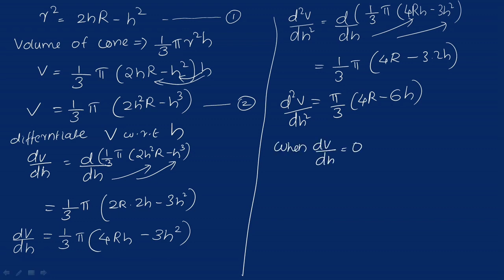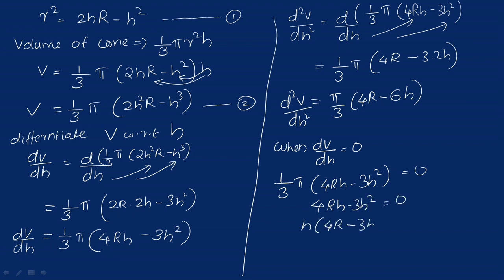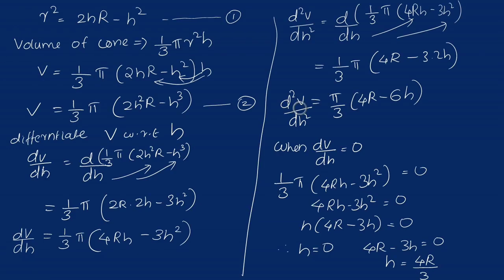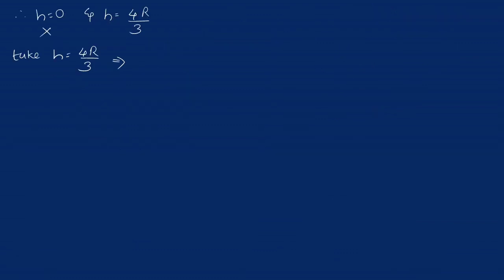When dV by dh is equal to 0, we can write 1/3 pi into 4Rh minus 3h square is equal to 0, or 4Rh minus 3h square is equal to 0, or h is taken outside, so h into 4R minus 3h is equal to 0. So h is equal to 0, or 4R minus 3h is equal to 0. So from this h is equal to 4R by 3. So we have got two values for h, that is 0 and 4R by 3. Now h is equal to 0 is not taken because it's not a possible value here. We need a value for h, right? So we will be having h is equal to 4R by 3.